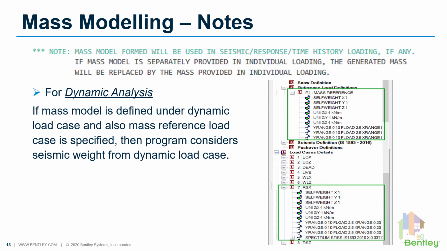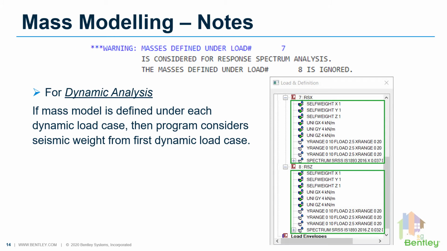The mass reference load case is not used and a note is reported in the output file. Similarly, for dynamic load, if a mass model is defined under the dynamic load case along with the mass reference load, then seismic weight is considered from the dynamic load case only. For multiple dynamic loads, if you specify a mass model under each dynamic load, the program considers only the mass model specified under the first dynamic load and the other mass models are ignored. A warning with the load case number from which the mass is considered is reported in the output.